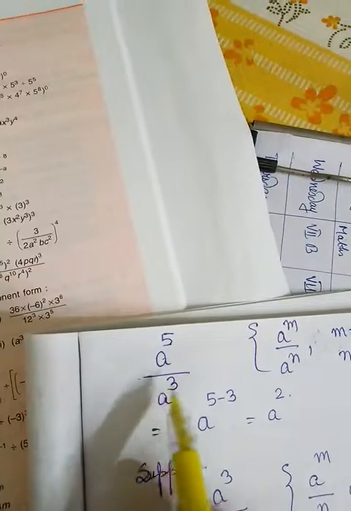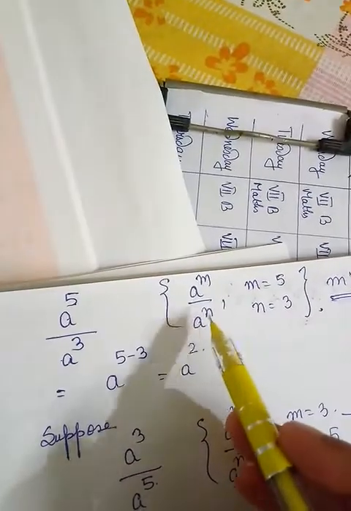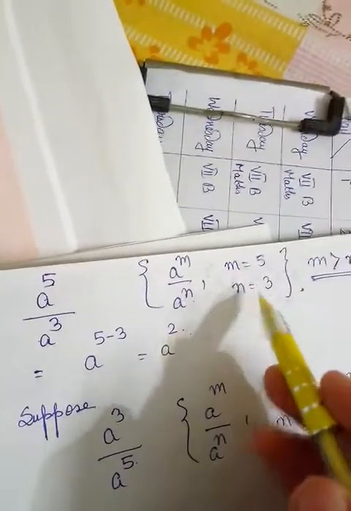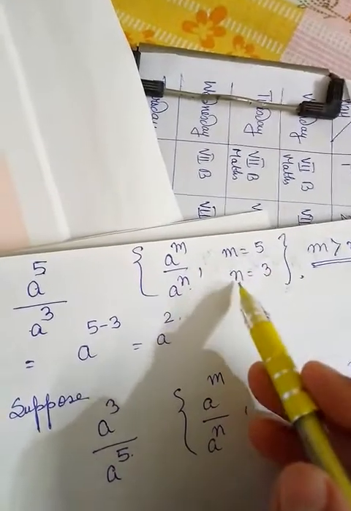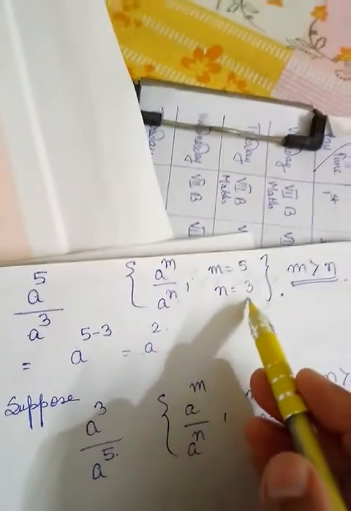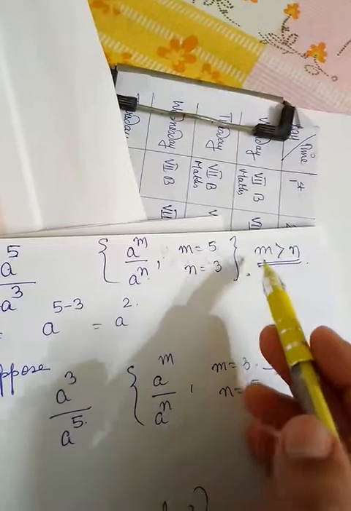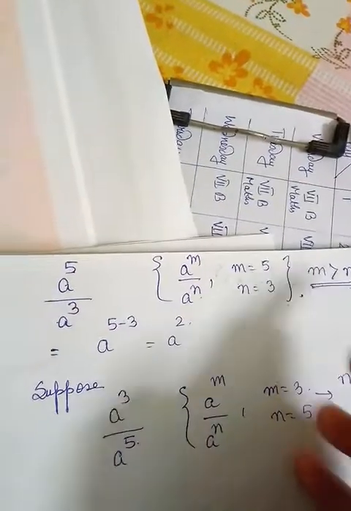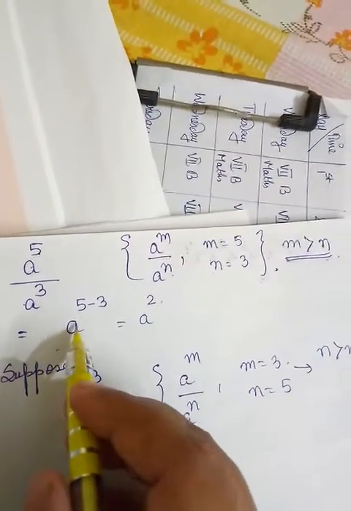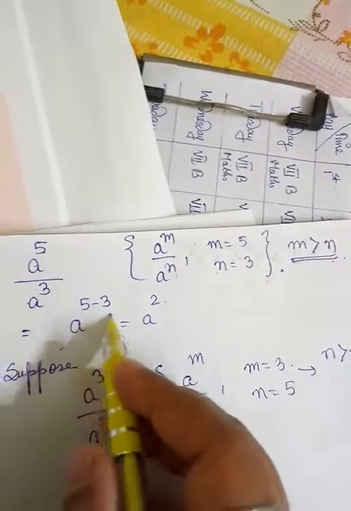Now, suppose I have the question a to the power 5 by a to the power 3. So, this is of the form a to the power m by a to the power n, where m is equal to 5 and n is equal to 3. So, I can clearly say that m is greater than n. So, what I am going to do? I am going to write a to the power m minus n.